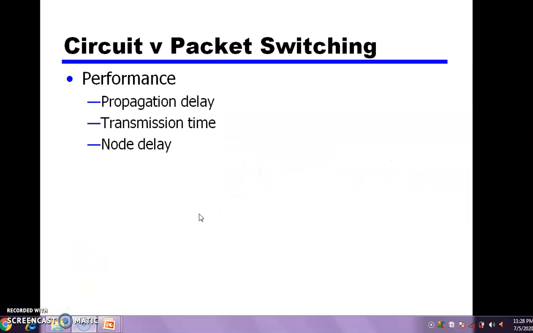Now we'll see some comparison between circuit and packet switching. For that, first we have to see 3 important factors: propagation delay, transmission time and node delay. Propagation delay is the time it takes for a signal to propagate from one node to the next; this time is generally negligible. Transmission time is the time it takes for a transmitter to send out a block of data. For example, it takes 1 second to transmit a 10,000 bit block of data onto a 10 kbps line. Node delay is the time it takes for a node to perform the necessary processing as it switches data.